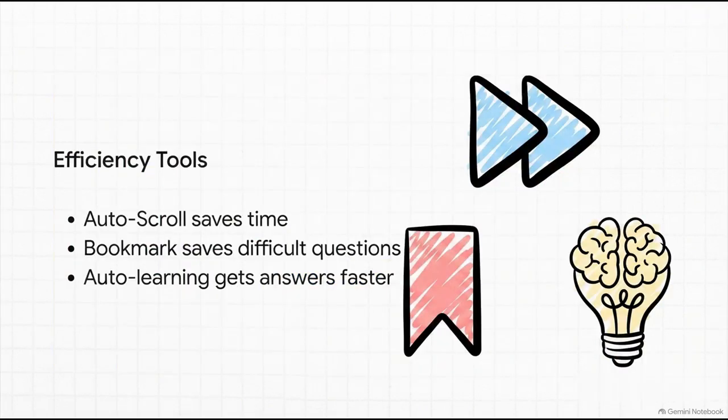Now, the platform also packs in a few proprietary efficiency tools to help keep you in a state of deep, uninterrupted focus. There's auto-scroll, which just bumps you down to the next question automatically to save you time and clicks. The bookmark feature lets you flag the really tricky questions so you can easily pull them up later. And auto-learning works with all of this to basically speed up how fast you absorb the right info. It just removes all the friction from the whole studying process.